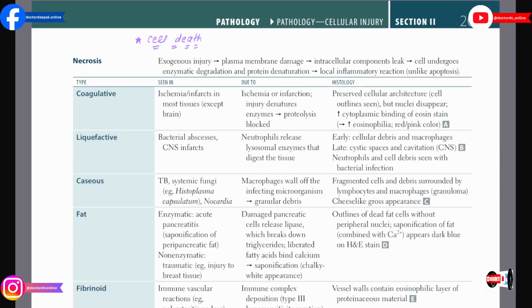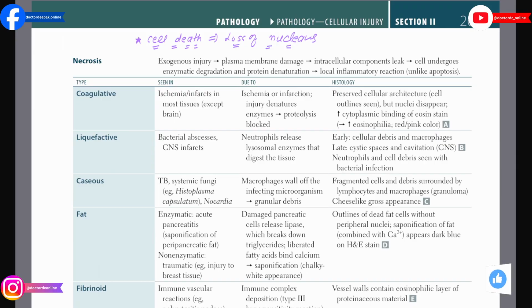So first of all, before directly starting this topic, you have to understand the basic principles of cell death. Let's suppose they ask you the question, what is the morphological hallmark of cell death? What is the answer? The morphological hallmark of cell death is basically the loss of nucleus. So if you see the loss of nucleus, then you say the cell is going to die or the cell has died. So what is the mechanism through which the loss of nucleus occurs?